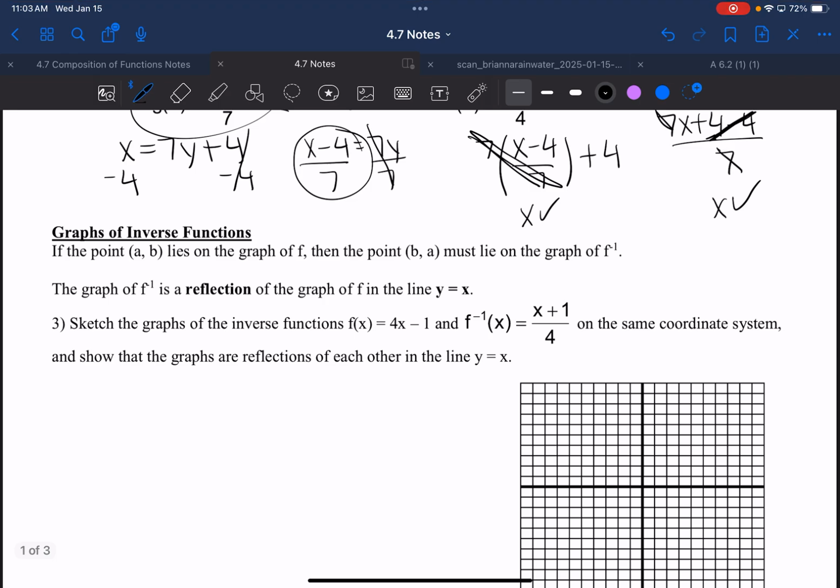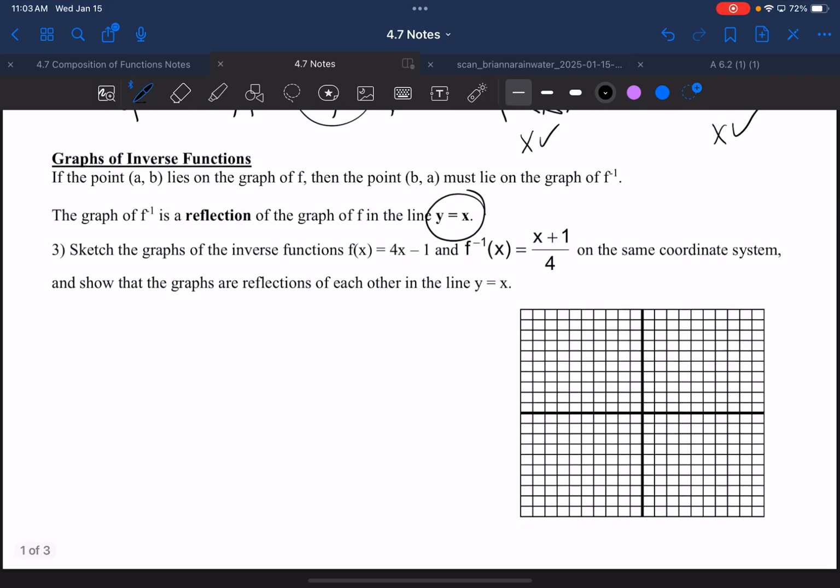Now we're going to talk about graphing our inverses. It says here that if you have some point (a, b) on your graph of the original function f, then the point (b, a) is going to lie on the graph of the inverse function. Well, that makes sense, right? Because we said every x switches with every y. So it basically flip-flops the coordinate point. It says the graph of the inverse is going to be a reflection over the line y equals x. Well, what does the line y equals x look like? Straight line. Diagonal line, right? It goes through the origin (0, 0), and it has a slope of 1.